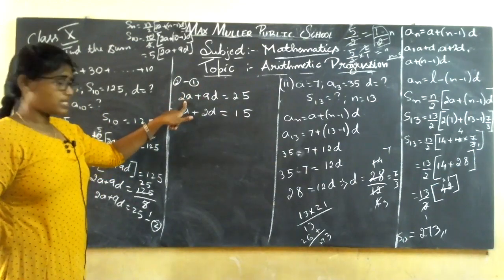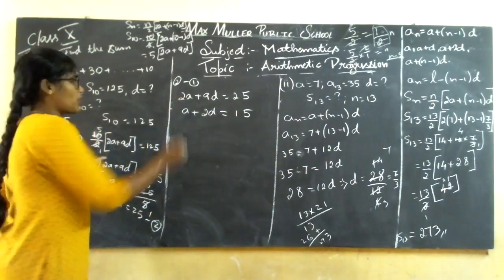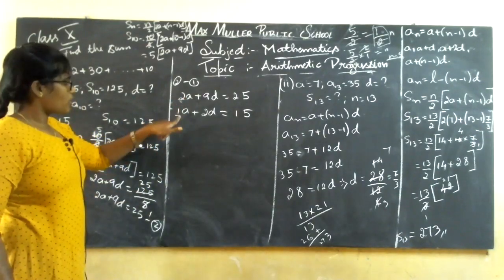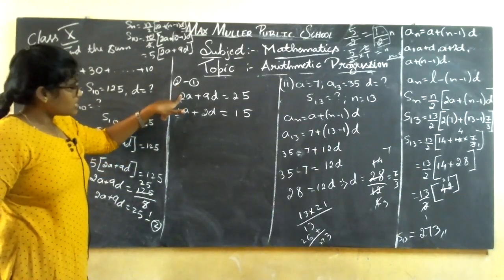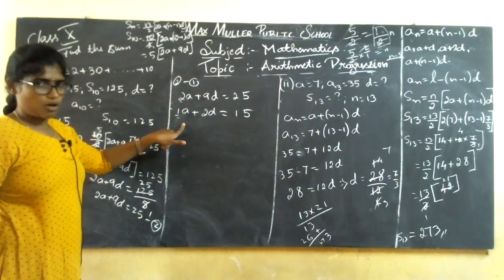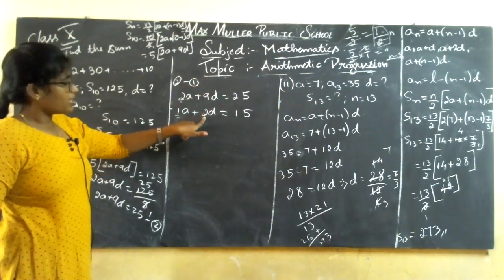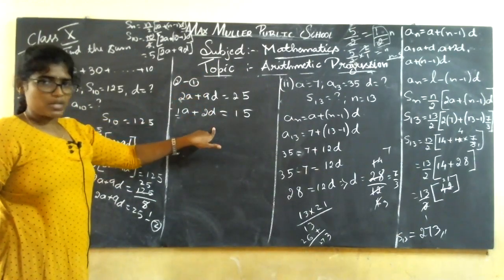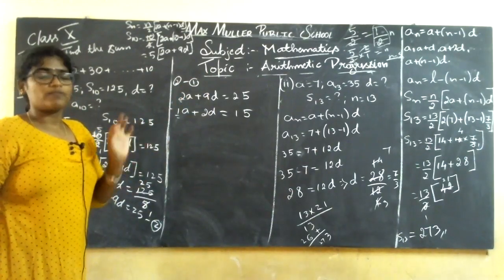If you want to cancel a, you are going to multiply the coefficients. If anything is not there, it is 1. So you are going to multiply the coefficient of this equation with this one, and this equation's coefficient with this one. Or if you want to cancel d, then 2 is multiplied with this equation and 9 with this equation to make this d value same. Now I want the value of a to be same.